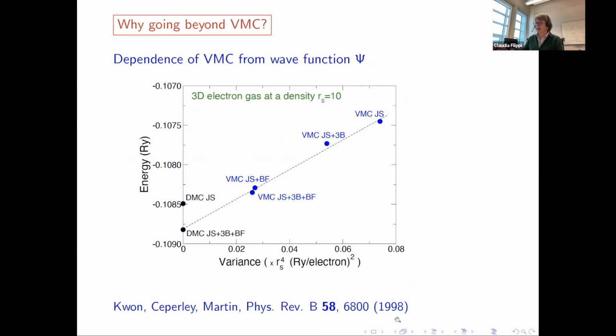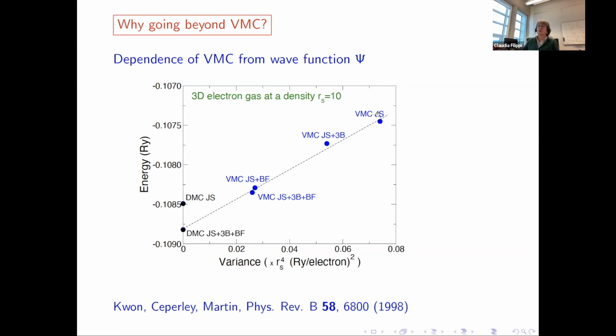Here are some calculations again. This is a three-dimensional electron gas at a certain density, and we are plotting the energy computed for different wave functions as a function of the variance corresponding to that wave function. We start from a Jastrow wave function. We have a Jastrow factor, maybe we optimize a few parameters, and then we compute the energy, and we are up here with a certain variance.